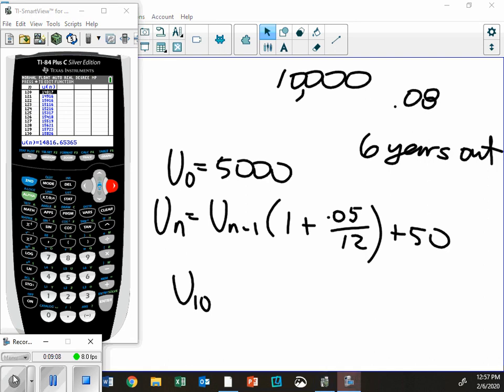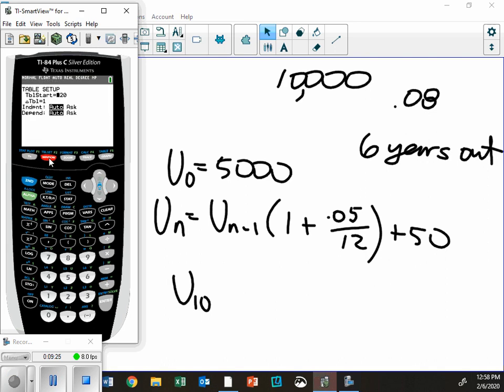There's usually a couple kids who don't know what 6 years is in months. Right? I totally get that. So 6 times 12, 72. So you're looking for U sub 72. So I would go into my table settings and change that and just start with 72. Pausing for a second while you fix up your equations. Okay, I think I have it in there right.